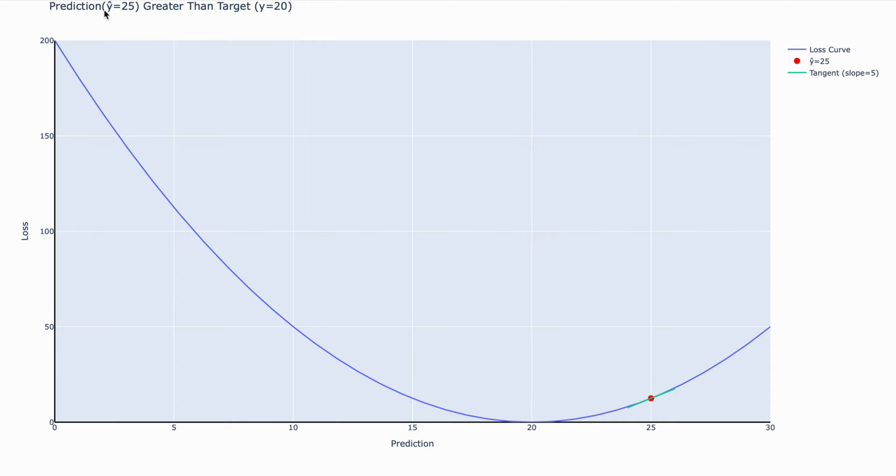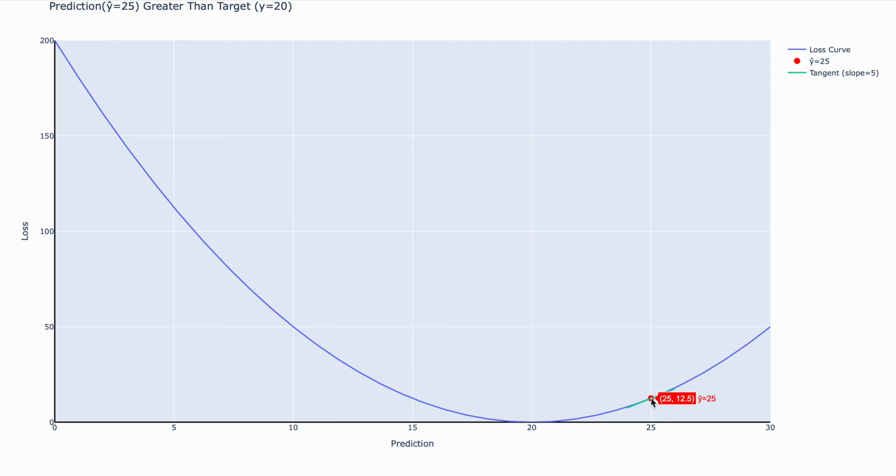Suppose that our prediction y hat is equal to 25. And remember, our target is 20. So over here on the bottom right, you see the red dot. The prediction y hat is 25. And when the prediction is 25, you can see that the loss is 12.5. So in this case, we have overshot, right? Because previously we were over here, and now we have overshot.